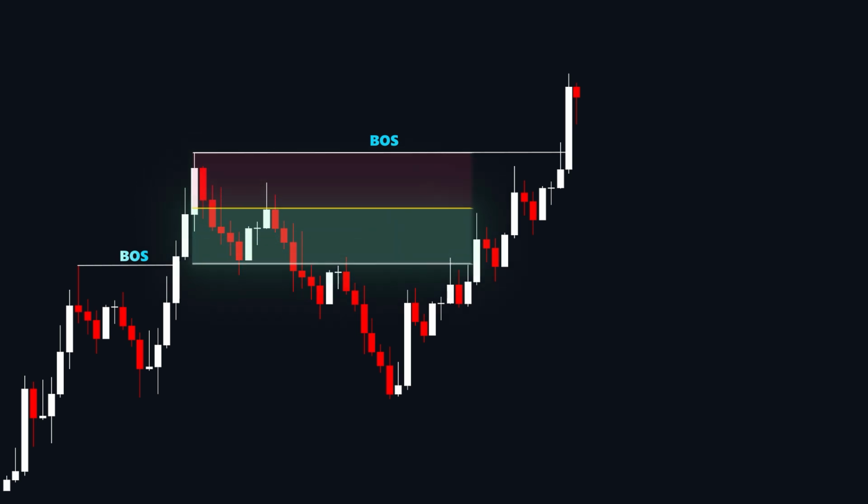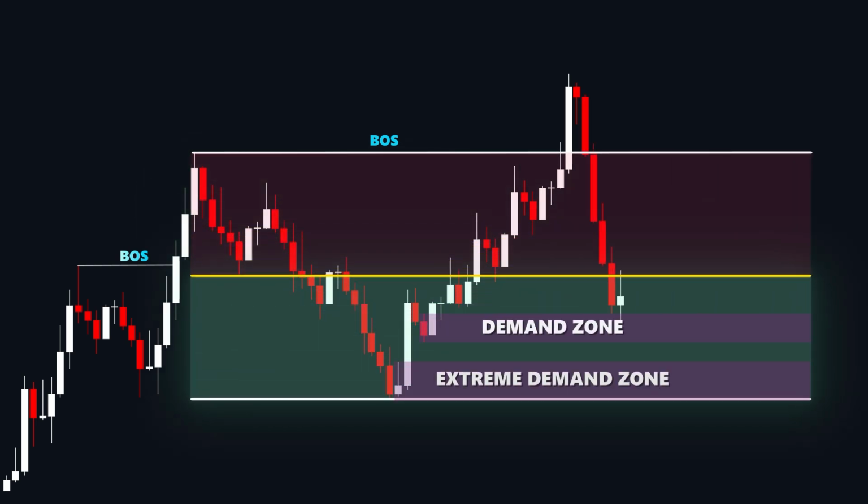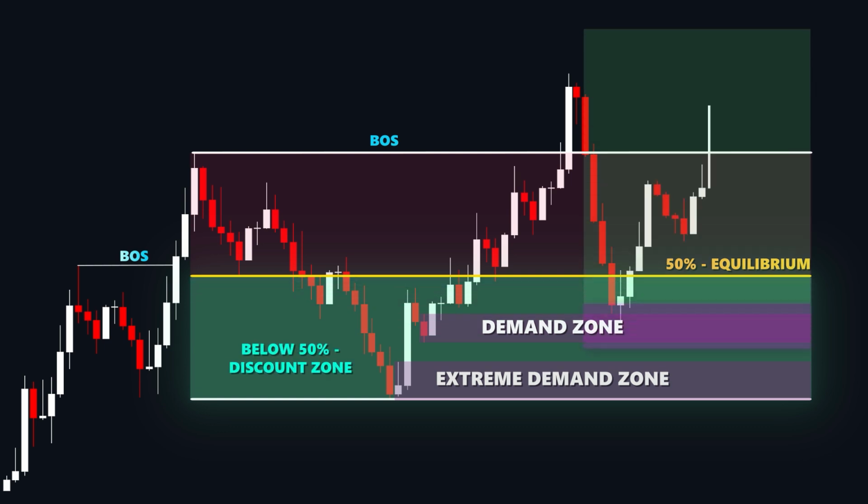Grab your Fibonacci tool. Measure from the lowest point to the highest point of the move. Now watch where price pulls back. If it pulls back to around 50% or deeper, that's what we call the discount zone. This is where you're getting a better deal and giving yourself a much better risk to reward on the trade.